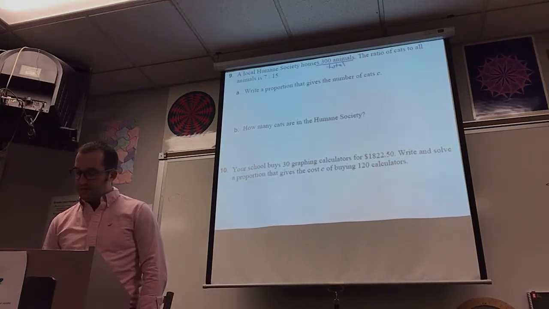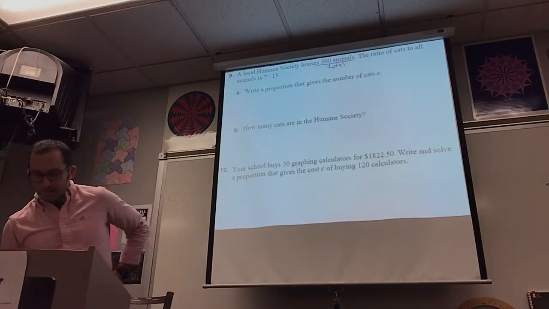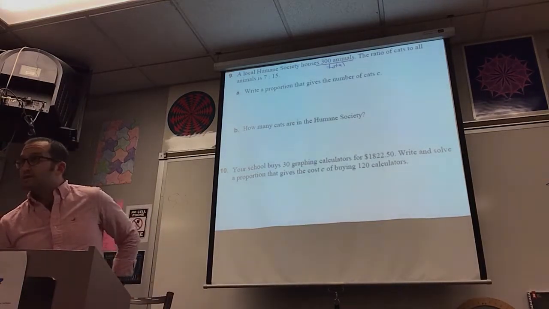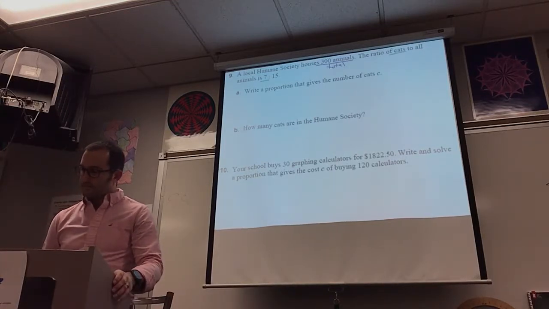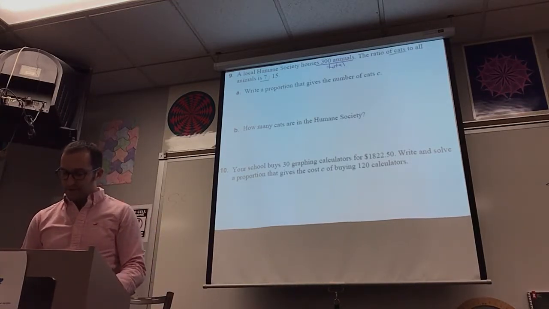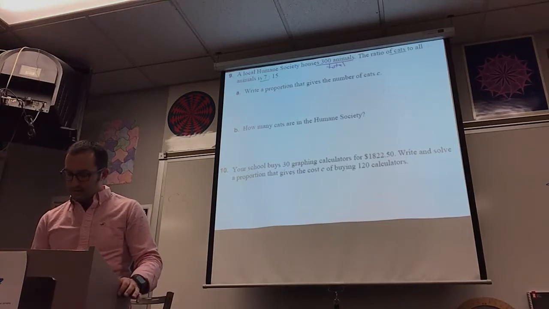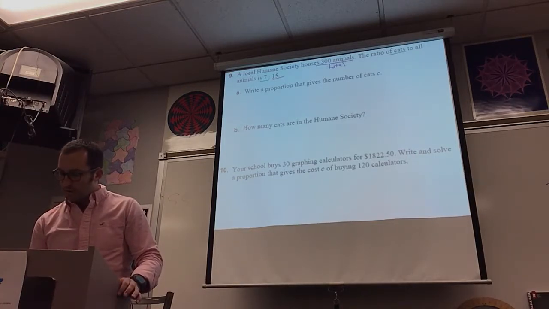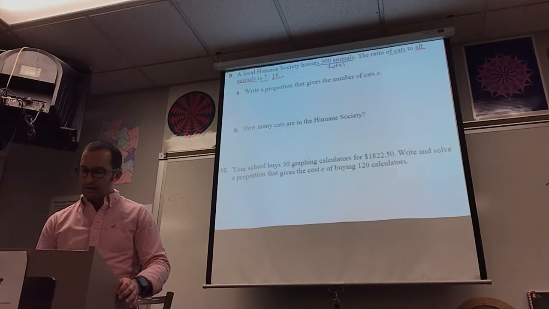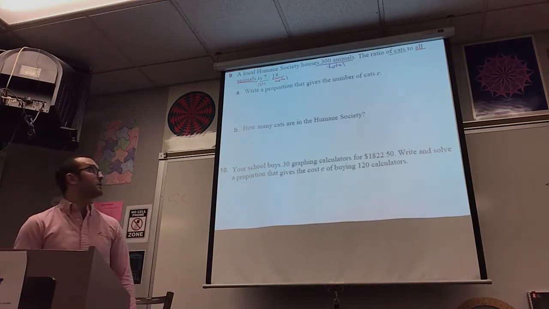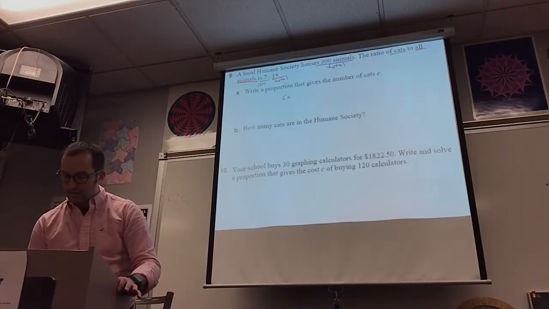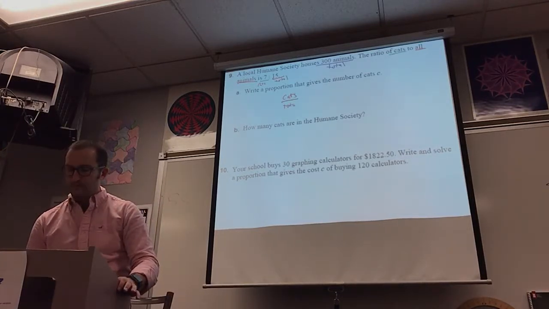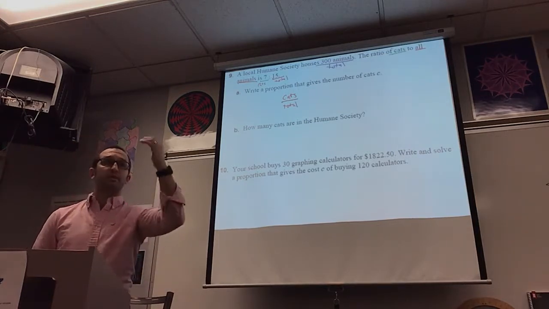What is this 7 to 15 ratio? How many cats do all animals have? So what's the 7 represent? Cats. What's the 15 represent? All animals. So cats to total. So what's our relationship going to be? Well, 7 to 15 is cats to total. So that's what our relationship is going to be.